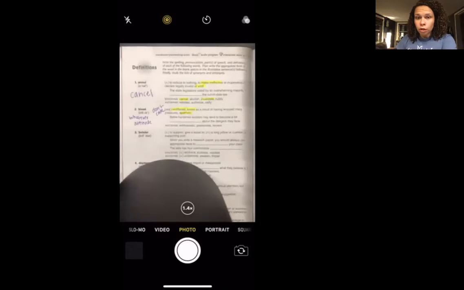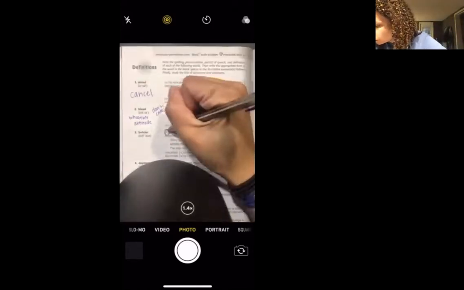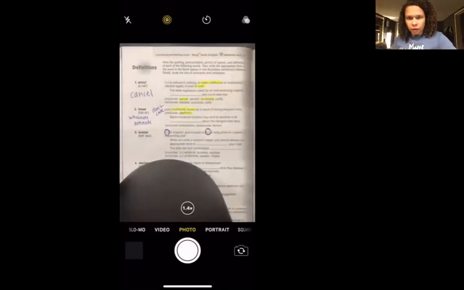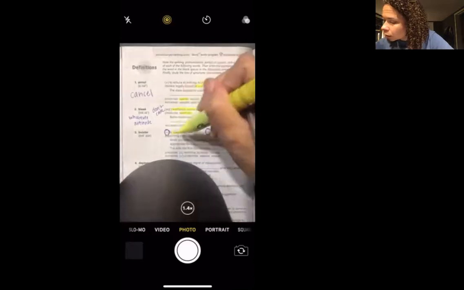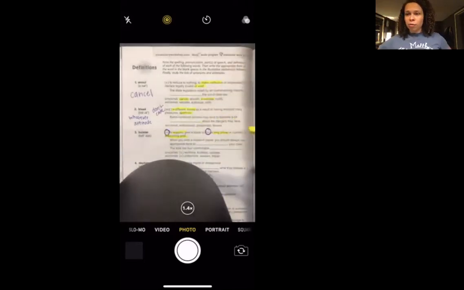Next one is bolster. It's both a noun and a verb. That's important to note. So I'm going to circle the B for verb and the N for noun. A bolster is something that supports. So if you bolster somebody, you support them. So your comments might bolster their self-esteem, like support who they are. And then it's also a long pillow or supporting post, which makes sense because if you have a pillow behind your back, it is supportive.